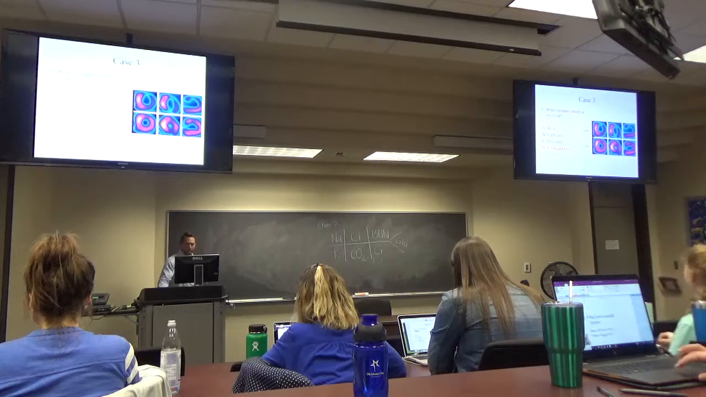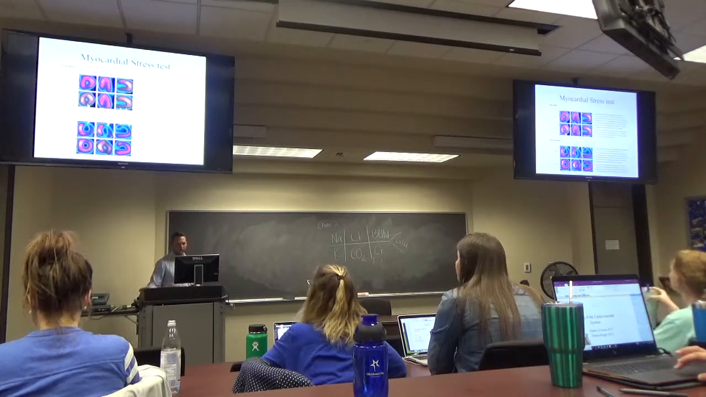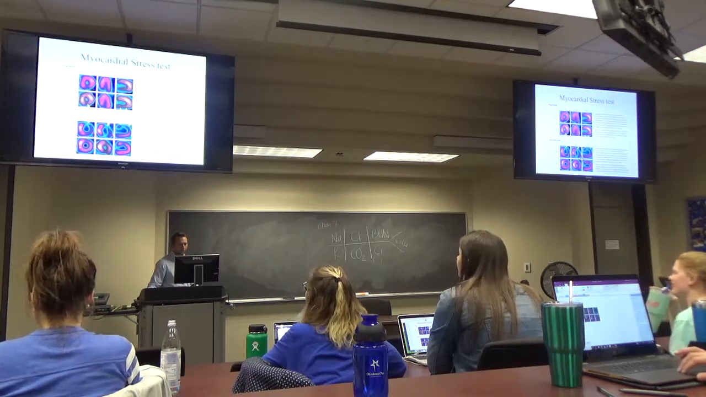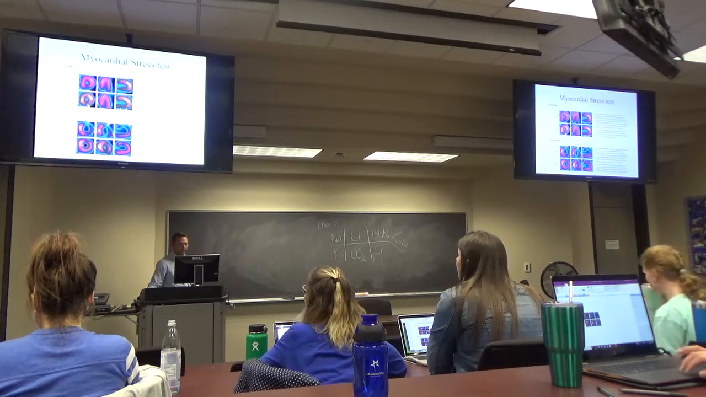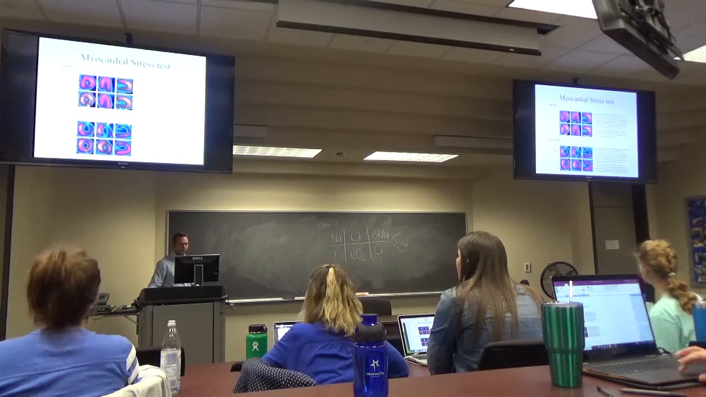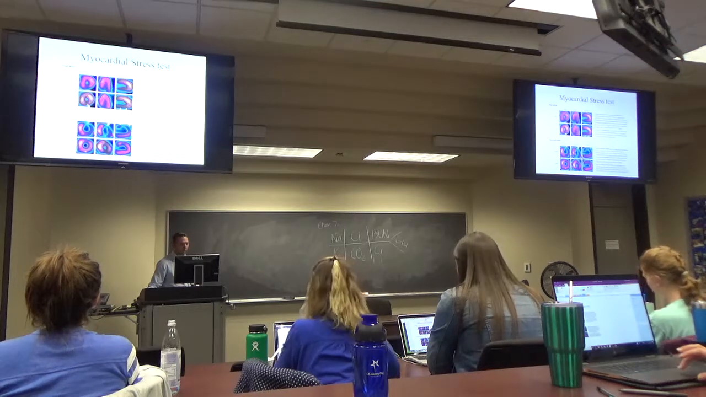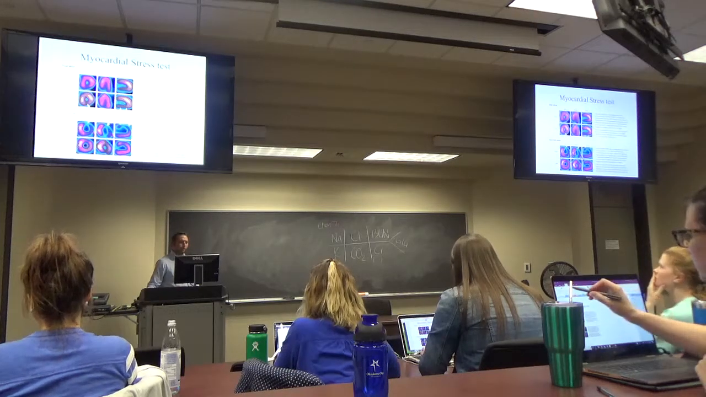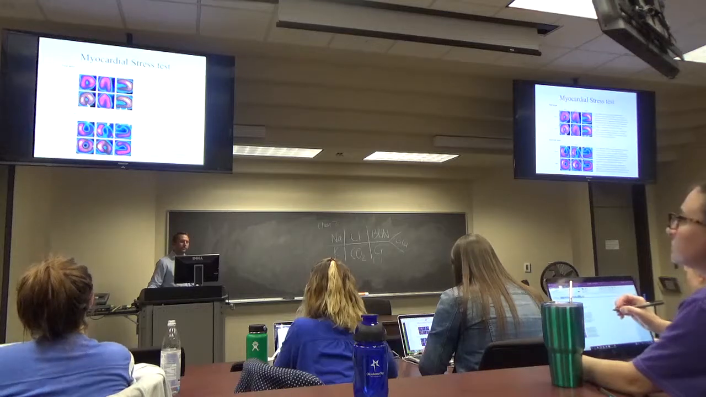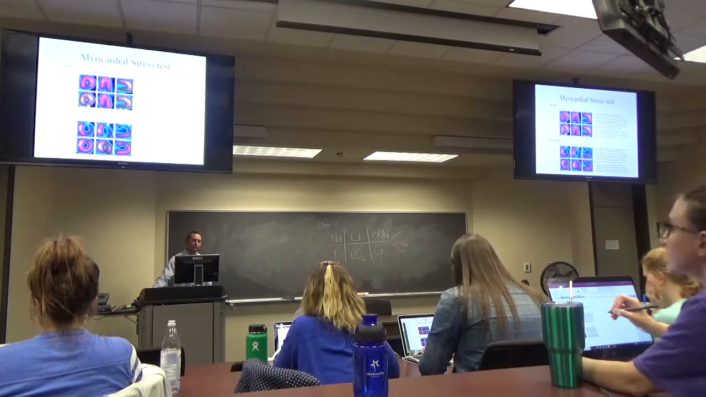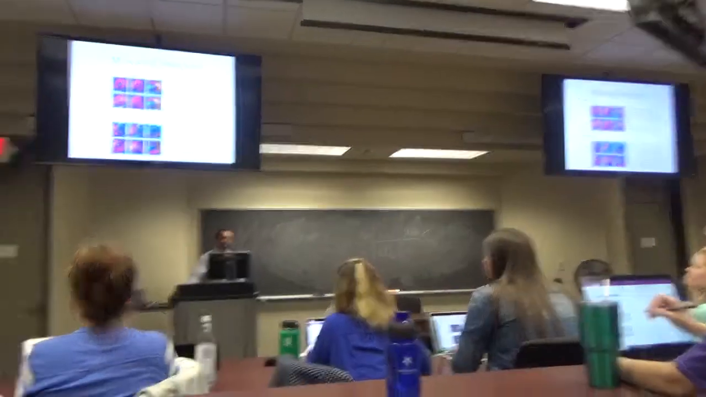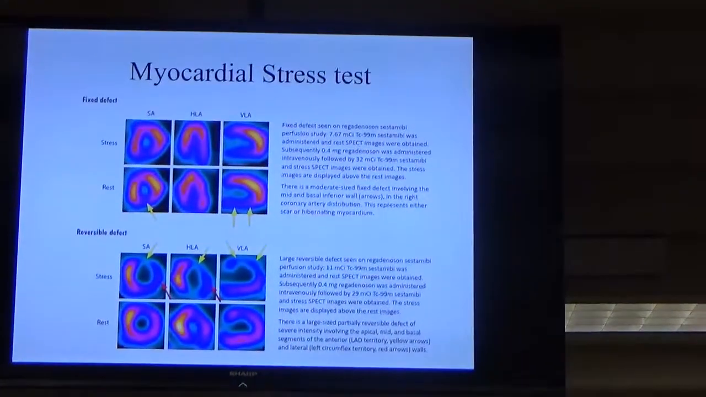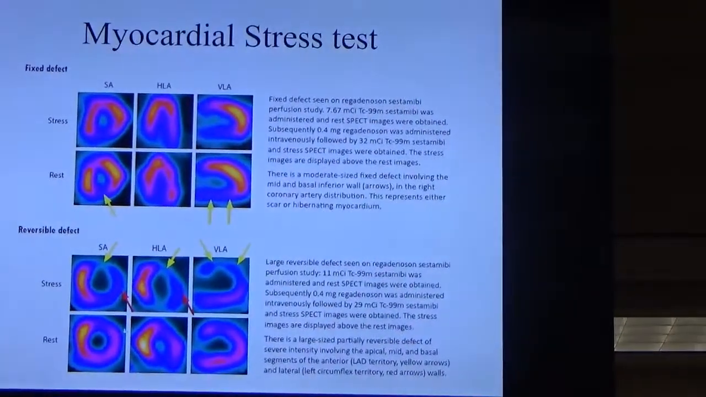So I'll show you the diagram. Basically, what we have here is the resting image. Like I was saying earlier, this would supply the LAD territory, the circumflex territory, and then this would be RCA, posterior descending, all that. The side right here that I'm pointing at is the interventricular septum, okay? So that's more medial in the heart. This is the lateral side over here.